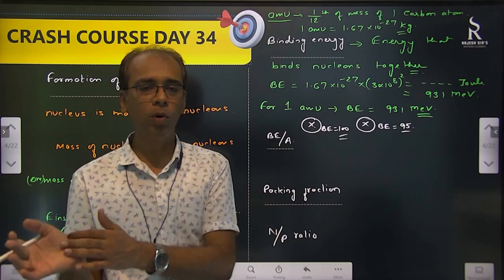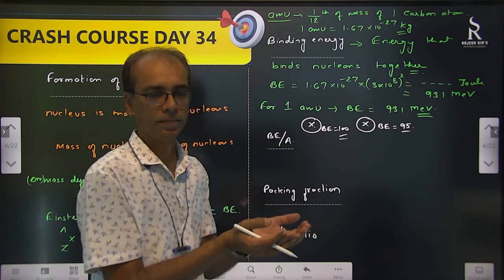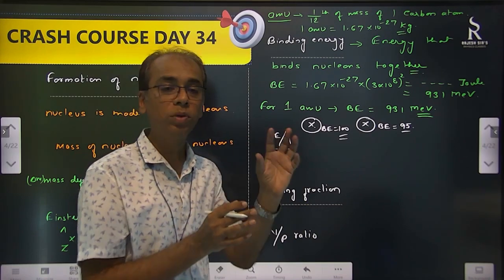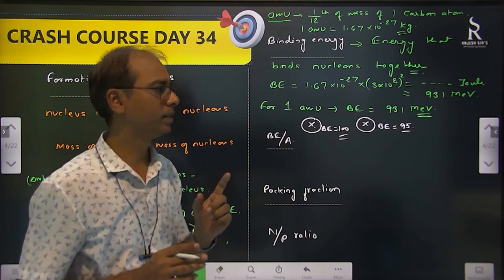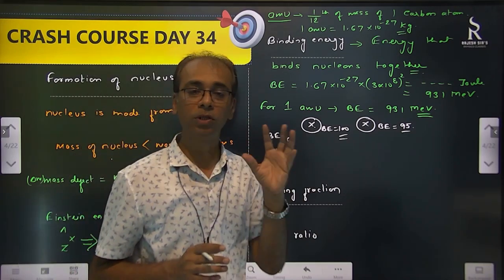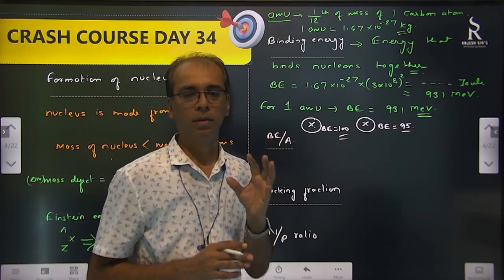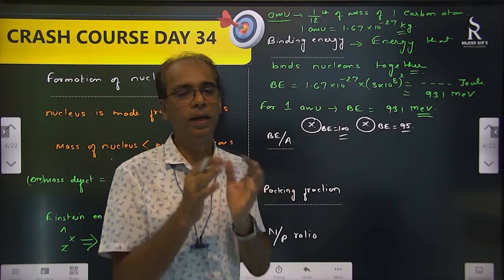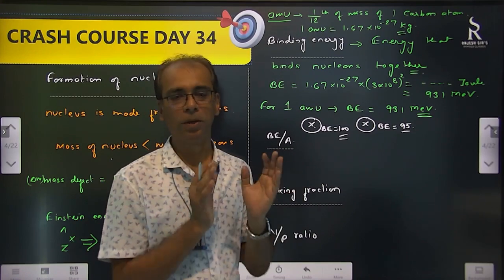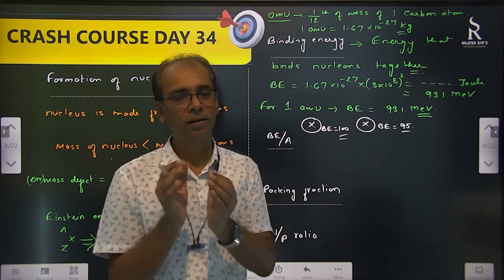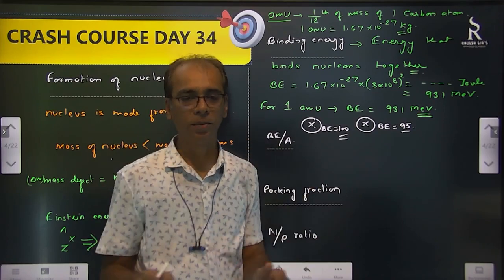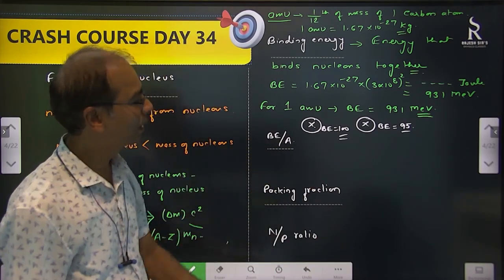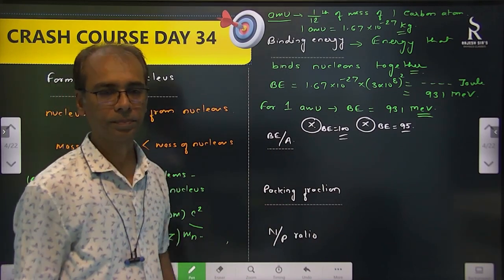So if binding energy is more, the energy of the nucleus will be less. And the less the energy of the nucleus, the more stable is the nucleus. Remember always, whenever you want stability, your potential energy should be the least. So when nucleus energy is less, it is more stable. Same way, if binding energy is more, it is more stable. Binding energy is more, nucleus energy is less. Stability, remember.